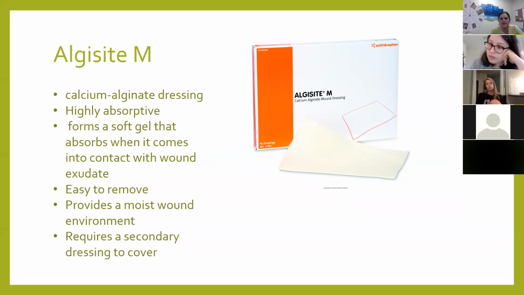It does require a secondary dressing to cover, so sometimes I'll put a non-adherent Aleve if it's on the legs, and then wrap with Medi-Lex, or if it's on the arm or something like that, then you can place an Aleve, or on the back you can put an Aleve over top of it. Just cut it to fit the wound, and then cover with an Aleve.